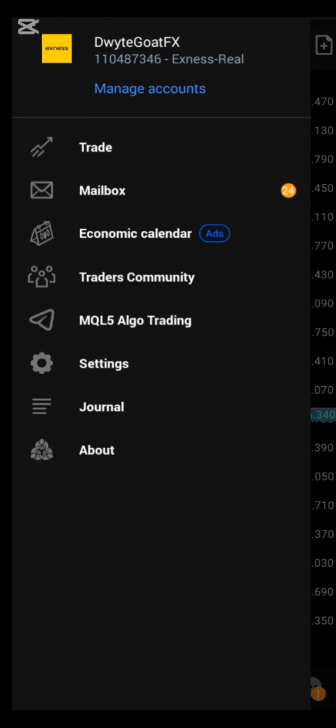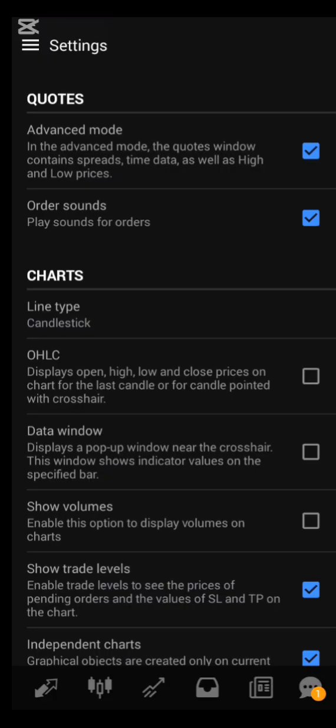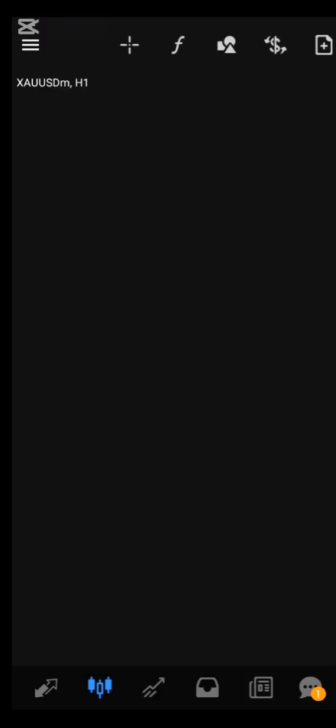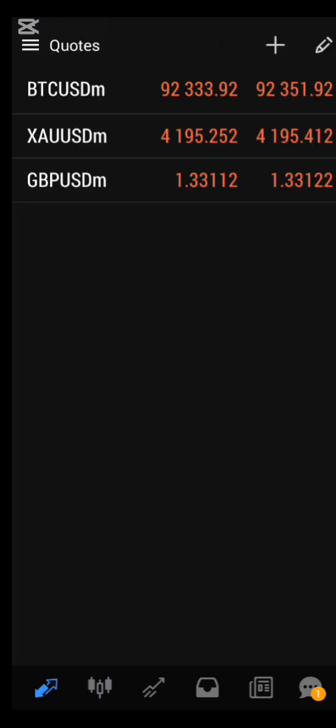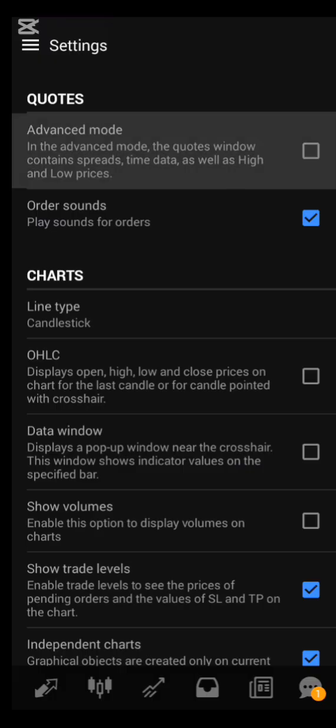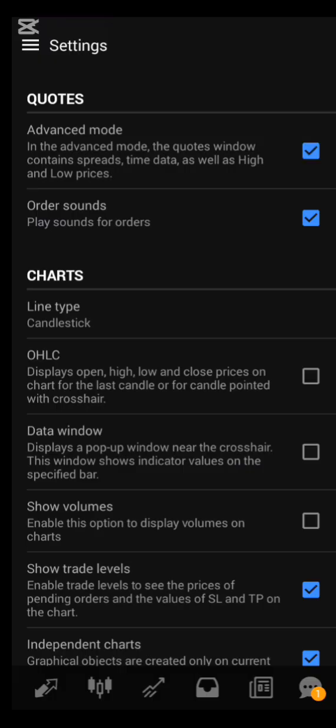If you come to the settings, you see something like advanced mode. As it's written there, in the advanced mode, the quote windows contain spreads, times data, as well as high and low prices. So if you turn it off now and come back to this place, you notice nothing is showing here, no spread. You understand what I mean? It's like an empty space. So if you go back to your settings and turn it on, immediately they all come back.